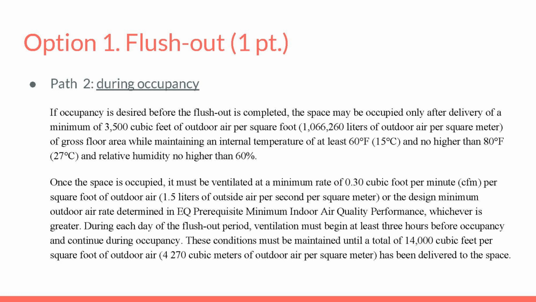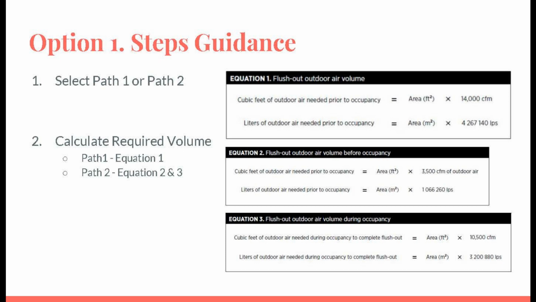During each day of the flush out period, ventilation must begin at least 3 hours before occupancy and continue during occupancy. These conditions must be maintained until a total of 14,000 cubic feet per square foot of outdoor air has been delivered to the space. For the step guidance of option 1, first step, select which path you will be pursuing. Second is to calculate the required volume.